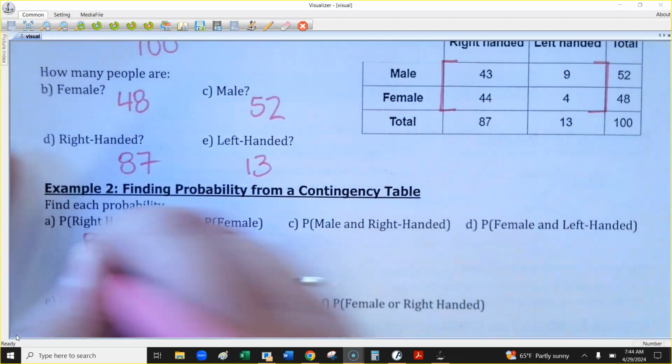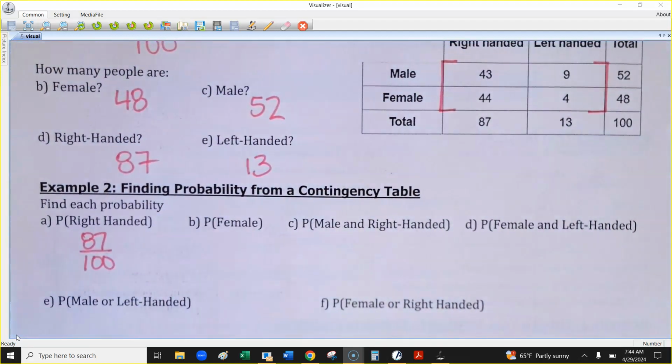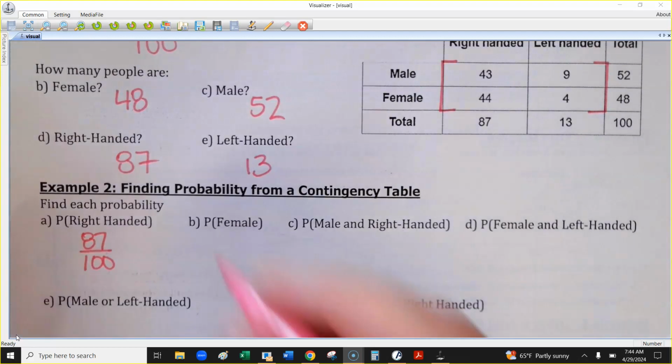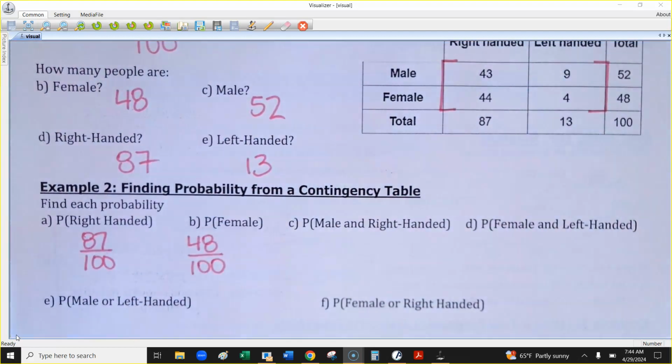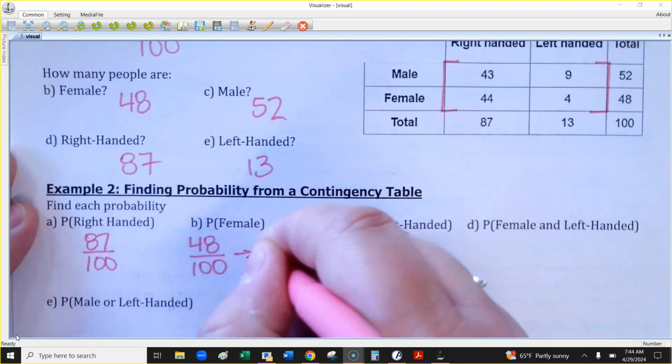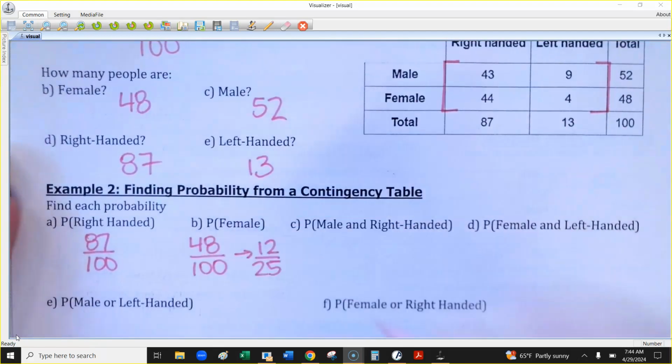Okay, now what is the probability I'd randomly pick somebody from this table and they'd be female? This would be 48 out of 100. And I probably should reduce that, right? So let me just do that real quick. I should be able to do that in my head. This would be 12 out of 25 if we reduce that lovely fraction.